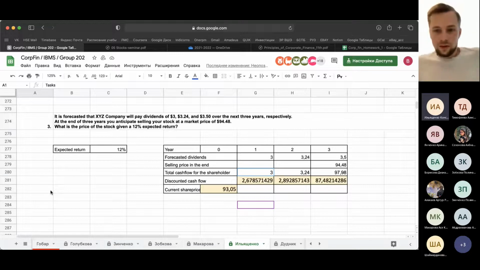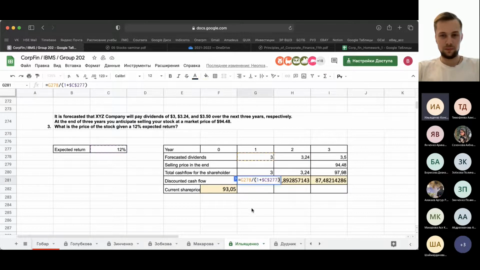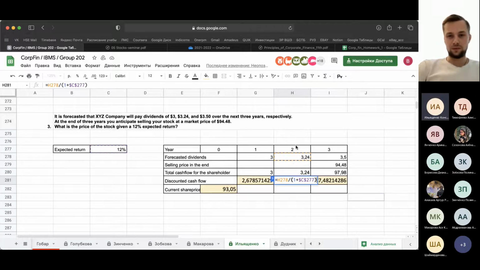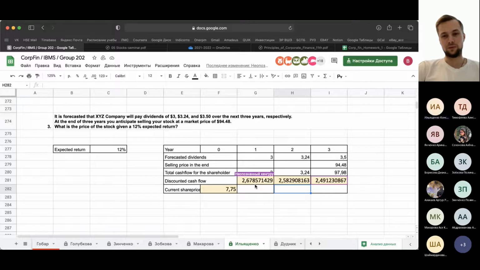So I just summed all the transactions to obtain the total cash flows. Then I discounted them with the expected return and just used the simple NPV formula to obtain the current share price. Okay, let's look at your second year, for example. Well, I forgot to multiply it here. While discounting, you also need to raise it to the power of the number of years. Yes, my mistake.